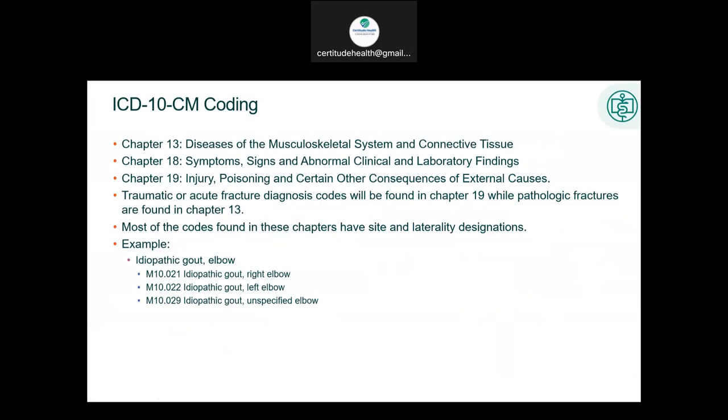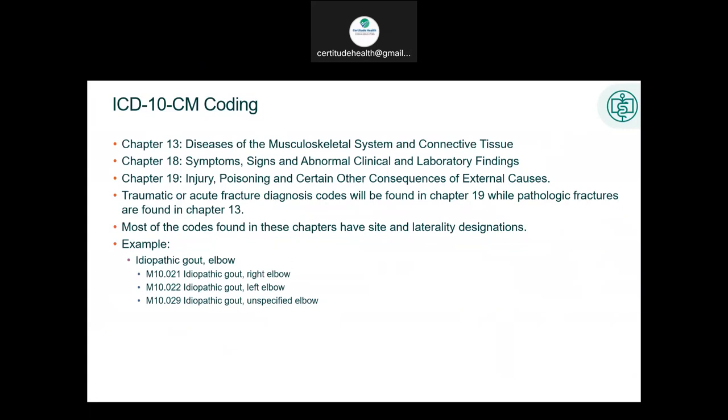So signs or symptoms could be arm pain, leg pain, hip pain, back pain, stomach pain. I'm sorry, that's not musculoskeletal, but all of those would be examples of symptoms that may be an indication that you have a fracture, a sprain, a dislocation. And then chapter 19 are your injury, poisoning, and other consequences of external causes. So you'll use those codes anytime basically you have an injury code, which typically is going to be your fractures, your dislocations.